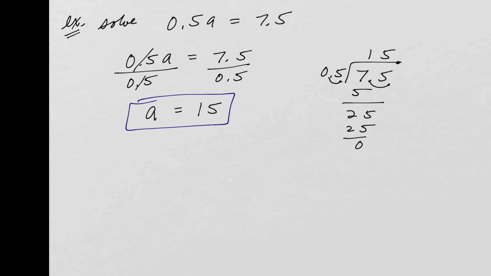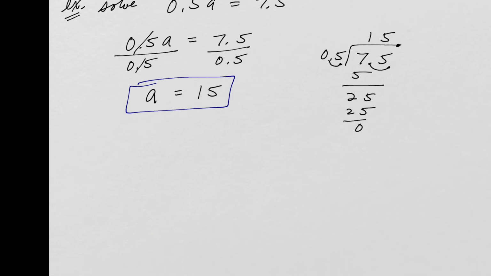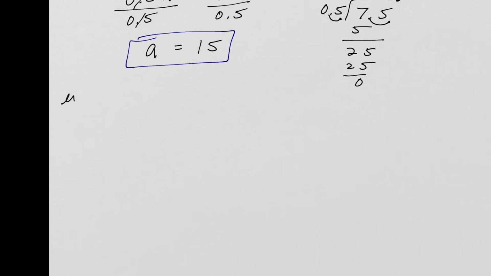And you could check it, right? You could plug it back in. If you multiply 0.5 times 15, you're going to find you get 7.5. Okay, what if we have a fraction? What if we want to solve this problem? Solve 3/7 t is equal to 15.